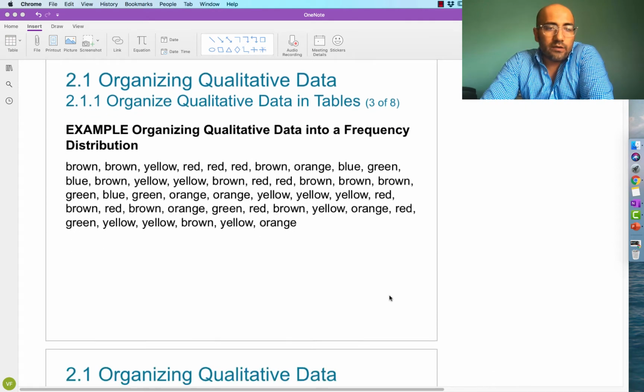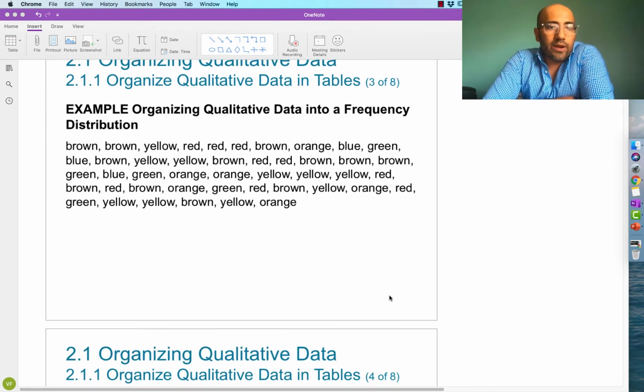Okay, so here is the data. Brown, brown, yellow, red, red, red, brown, orange, blue, green, blue, brown, yellow, right? So here it is, just a bunch of raw data. This is what we consider raw data. And again, it's qualitative. It's non-numerical in nature, right? There's no arithmetic that we can do with this stuff.